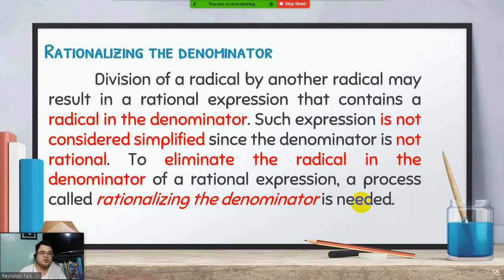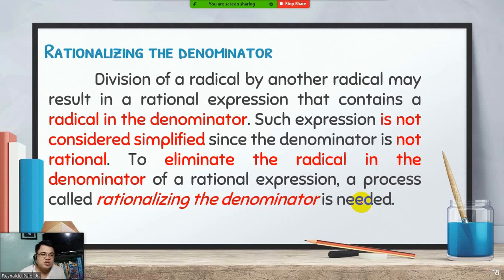Next, rationalizing the denominator. So when are we going to apply rationalizing the denominator? You're going to apply this one if and only if there's a denominator of radical. So if there's a radical denominator, therefore we have to omit the radical denominator because that is called an irrational number. How are you going to make it rational? We have to apply rationalizing the denominator to remove the radical denominator.